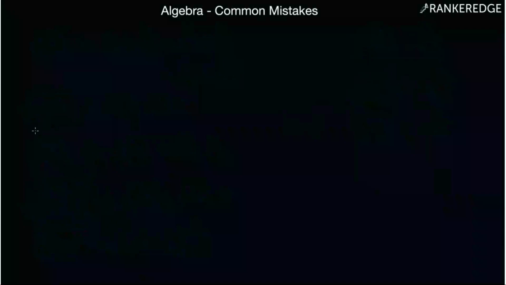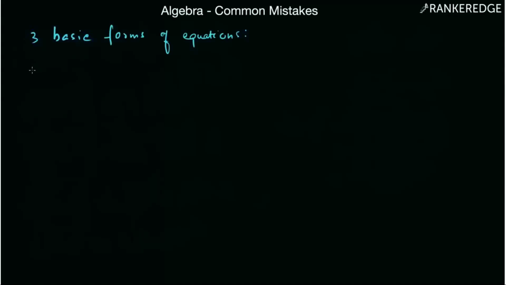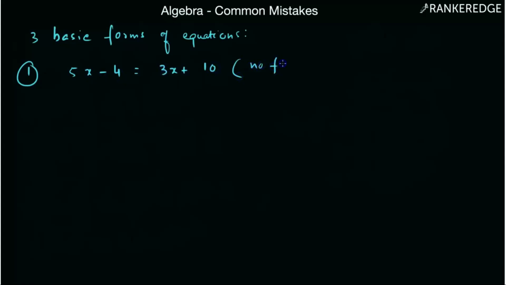Let's now go to algebra based questions that students go wrong with. Let's look at the three basic forms of equations. First one is something like 5x minus 4 is equal to 3x plus 10, where there are no fractions on either side of the equals to sign.